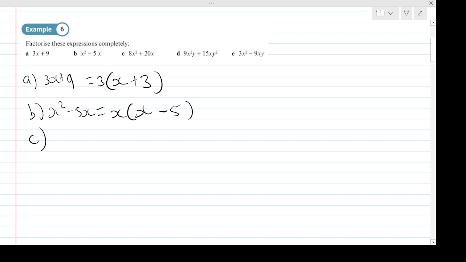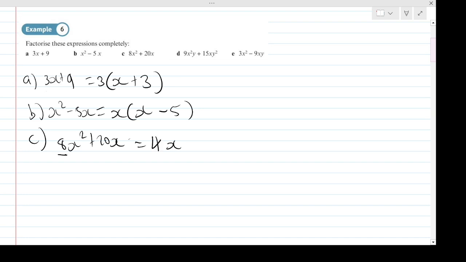Anyway, so part C, we now have 8x squared and 20x. Well, immediately I notice x is in both terms, so I can pull an x out. But also, let's look at the actual numbers as well, the coefficients. Well, 8 and 20, I know 2 is a common factor in both of them as well. And it's the highest common factor, because 2 times 4 would be 8, and then 2 times 10 would be 20. But I think we can do better than 2, right?